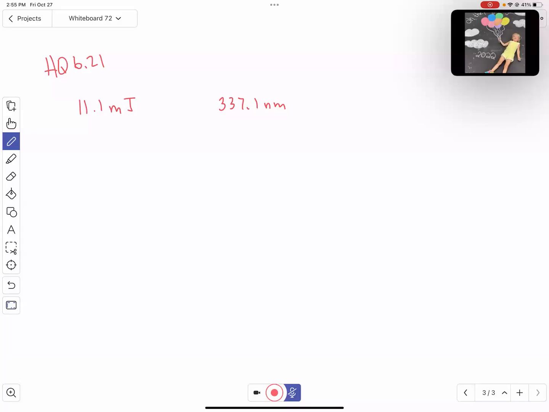All right, homework question 21. They tell us we got this nitrogen laser that generates a pulse that contains 11.1 millijoules of energy, and the wavelength of that laser is 337.1 nanometers. They want to know how many photons are in this pulse.